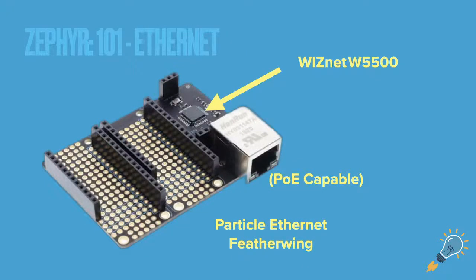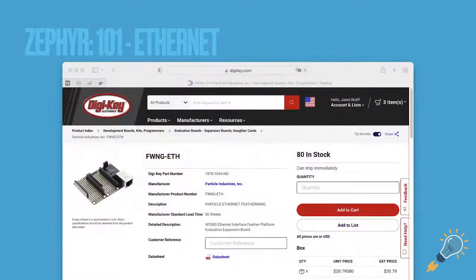So I just threw it on one of these Particle Ethernet FeatherWings. If you get a little backpack, it can be Power over Ethernet capable, and it uses the WIZnet W5500, which is supported in Zephyr, which is great. And you can get this on DigiKey or directly from Particle. I think it's a little bit more expensive from Particle, but they're out there and they're useful.